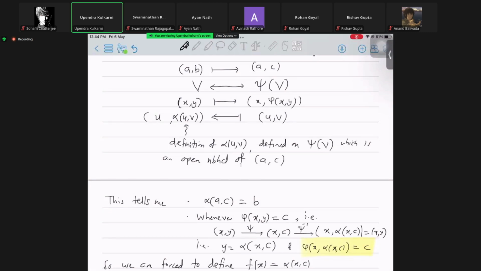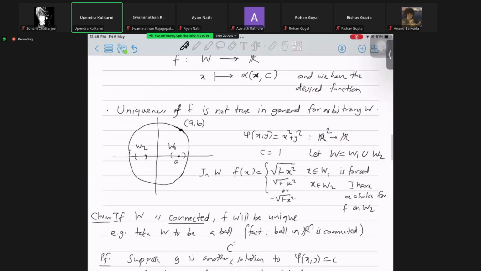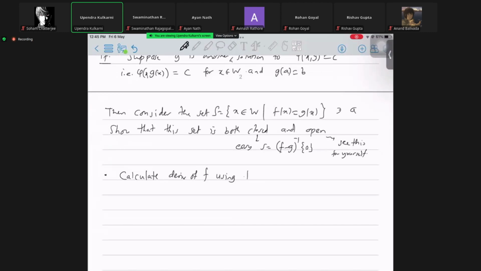Yeah, see, psi composed with psi inverse is identity, that is given to me by the inverse function theorem. And not only that, psi inverse is C1. So I can use the chain rule to calculate the derivative of psi inverse. We saw that in the inverse function theorem. So just apply it. Okay, so this I will leave for you to do.